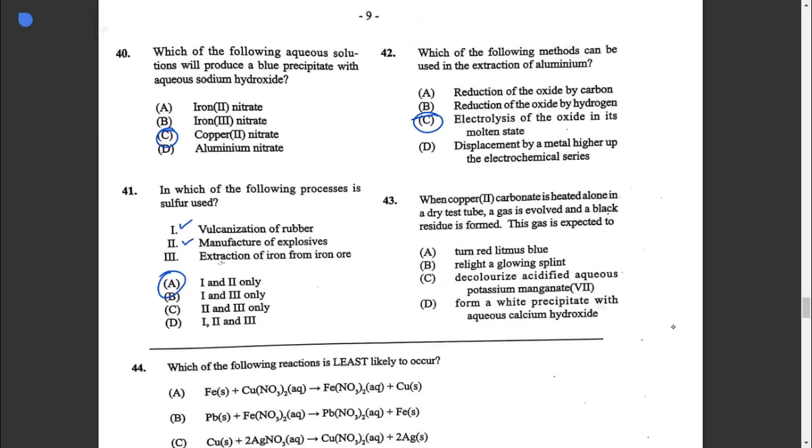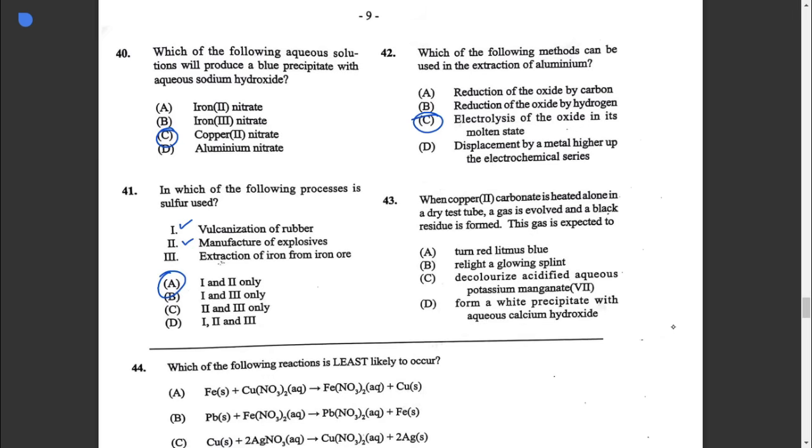43. When copper carbonate is heated alone in a dry test tube, a gas is evolved and a black residue is formed. The black residue is copper oxide. We know that carbonates decompose to form the metal oxide and carbon dioxide. Carbon dioxide is an acidic oxide, so it will have an effect on litmus paper. But the litmus paper they have is red, and we should have red to blue, which is not the test for carbon dioxide, given that it's an acidic oxide. It would be blue to red, so the litmus paper is out.